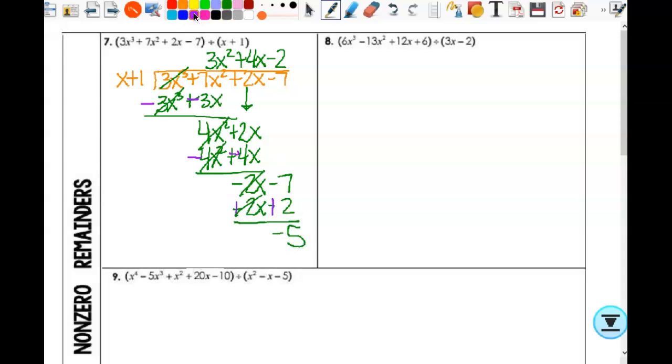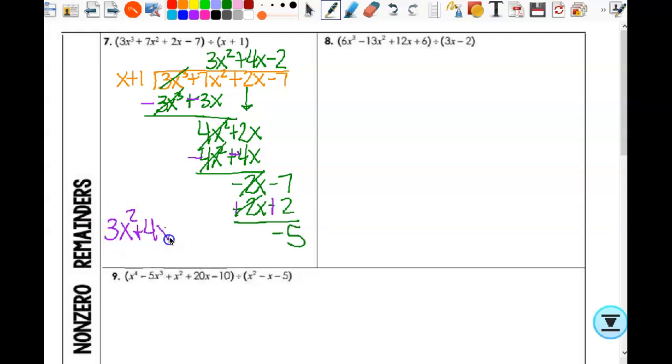Okay. So then my answer is 3x squared plus 4x minus 2 plus, because you always add the remainder. And then the remainder is negative 5 over what? X plus 1. Here, I'm going to rewrite that. It looks like it's all blending in together. I'm rewriting the same thing, though, so it's not like I'm changing it. I'm just going to move it. So I had 3x squared plus 4x minus 2 plus negative 5 over x plus 1.